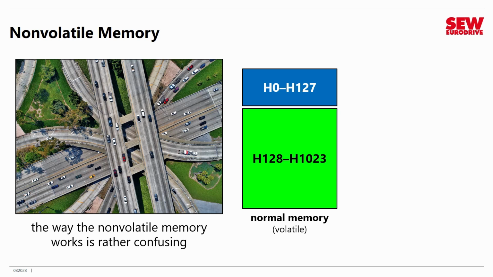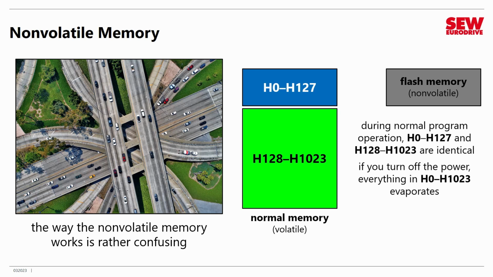Let me show you what's going on here. Normal data memory, H0 through H1023, is volatile. So when you write information into those variables right at the beginning, it's normal volatile memory. But here's what makes them non-volatile. There's actually a second memory that shadows this area, and it is a flash memory, which, as you probably know, is non-volatile. What this means is the contents of H0 through H127 can be transferred into flash memory where it will then be protected against a power outage.